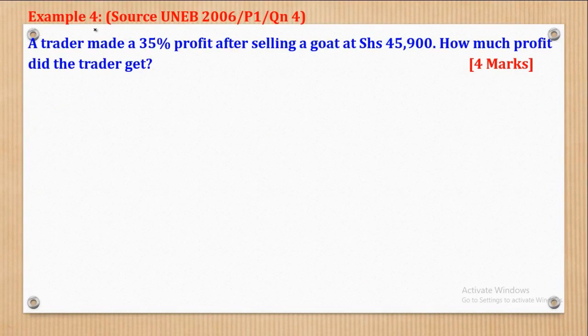Now we shall go to example 4. Example 4 came from UNEB 2006 paper 1 question 4, and it says a trader made a 35% profit after selling a goat at shillings 45,900. So how much profit did the trader make?